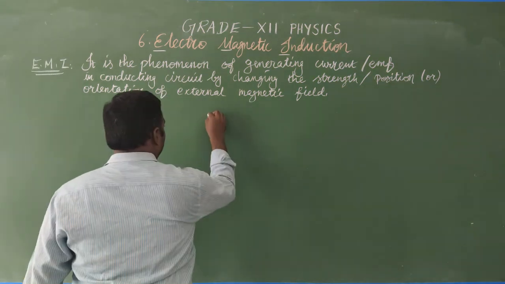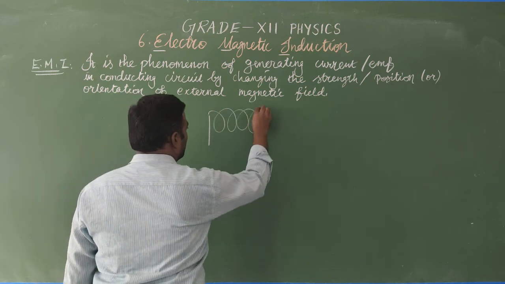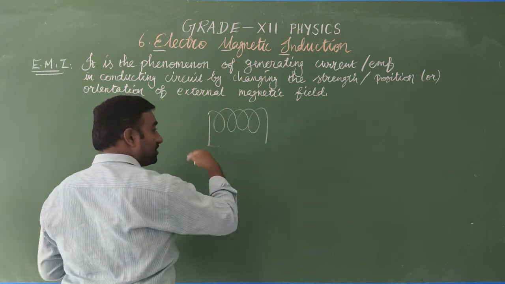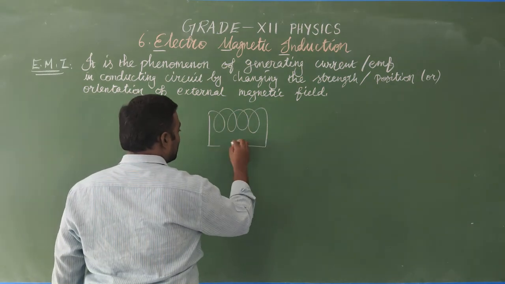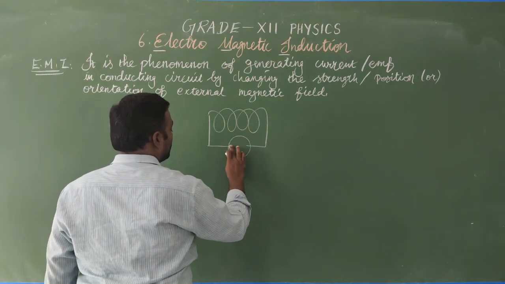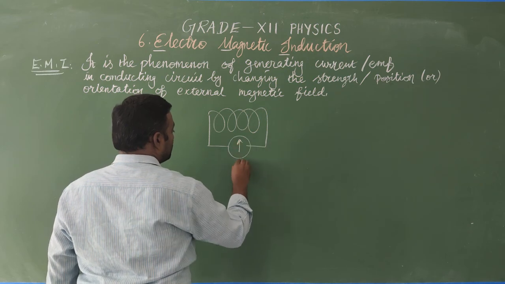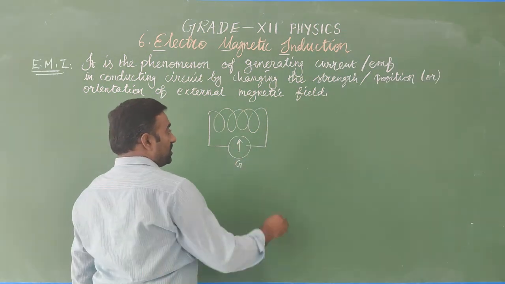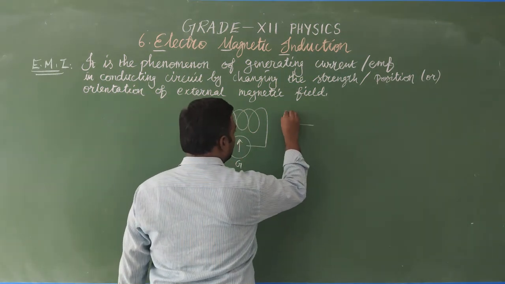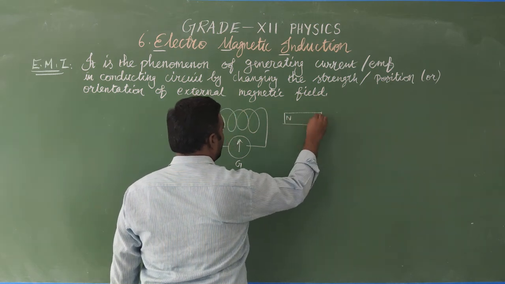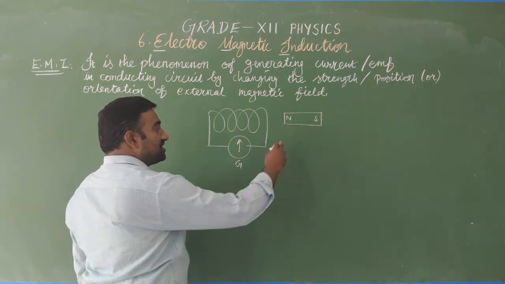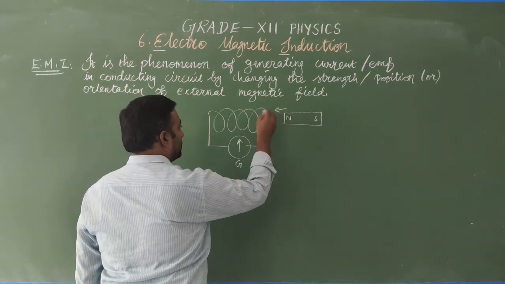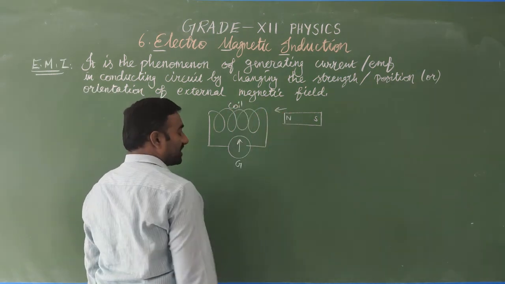We have a coil. This is a copper coil which is insulated, and the coils are wound very closely spaced, and the terminals of the coil are attached to a galvanometer. This is the galvanometer zero point. Now you choose a bar magnet, any one pole of the bar magnet. I have chosen the north pole of the bar magnet. I am introducing this bar magnet inside the coil. So this is a coil, this is a bar magnet.